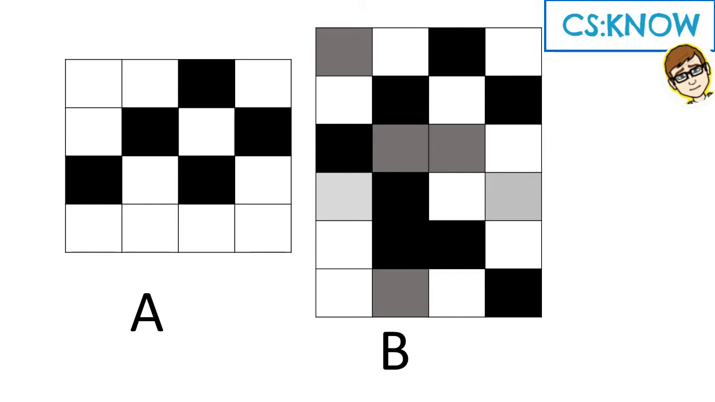However, B has got different shades. So there's 4 shades of either grey, black or white on there. So we'd need at least 2 bits. So it must be a bigger image. Not because it's physically bigger and it's got more pixels on it, but just because more colours are on it.